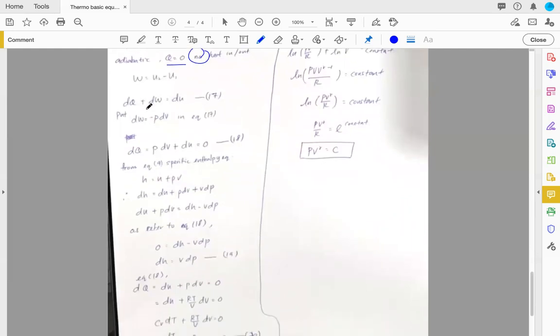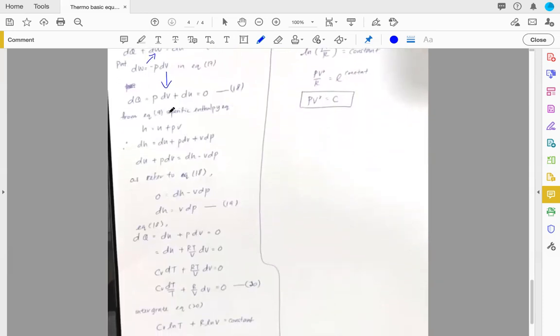And we can still play around with it. We change it to delta Q plus delta W equals delta U, and we put this equation into delta W. Okay? And therefore, you have this equation, equation 18.